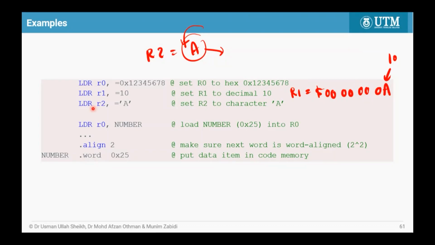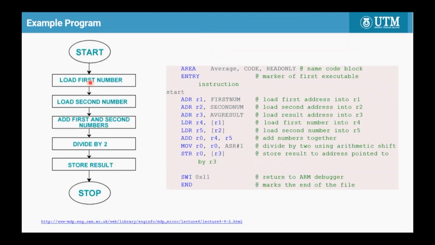And this is an example of a program. This is a flow chart. We start with load first number, load second number, add first number and second number, divide by 2, store the result. So what happens here is you're going to load two numbers, add them, divide by 2, and store the result. That means you're going to find the average of two numbers.